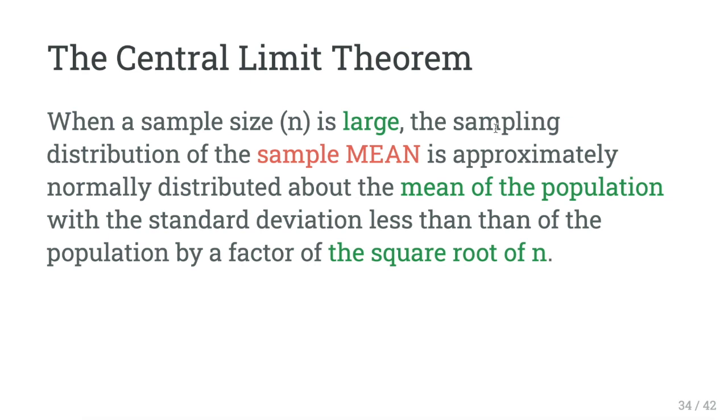When a sample size n is large, and what large means is not perfectly defined, but often even just somewhere above 5 to 10 individuals, the sampling distribution of the sample mean is approximately normally distributed about the mean of the population with a standard deviation less than that of the population by a factor of the square root of n.